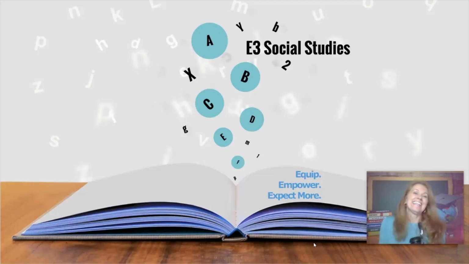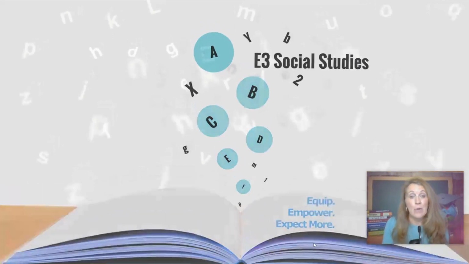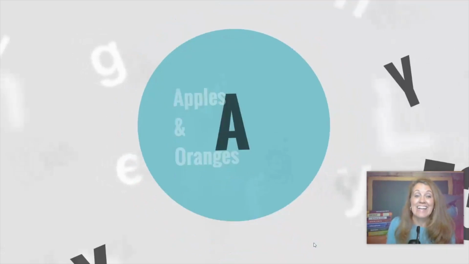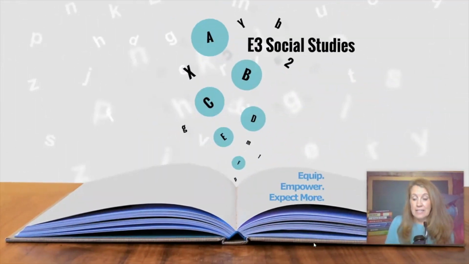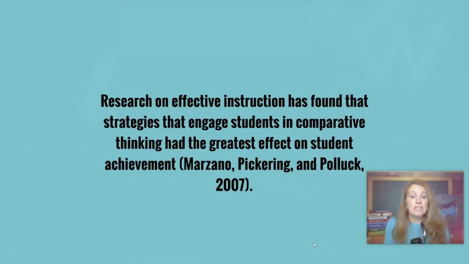Hey guys, the next strategy we would like to introduce is called apples and oranges. Now, this is a comparison strategy, and Marzano, Pickering, and Pollock said that research on effective instruction has found that strategies that engage students in comparative thinking had the greatest effect on student achievement.